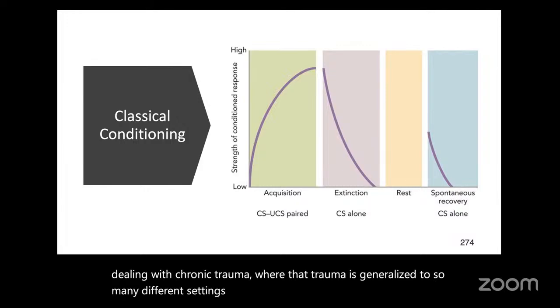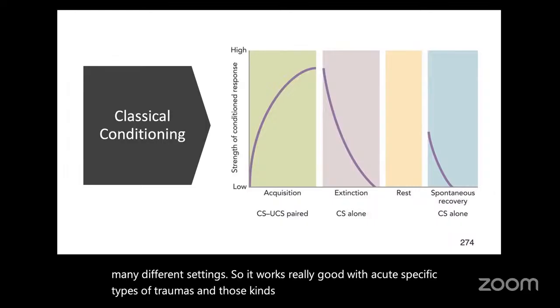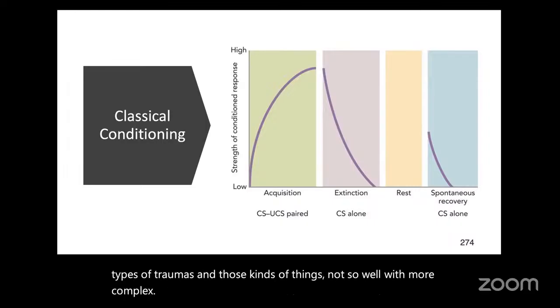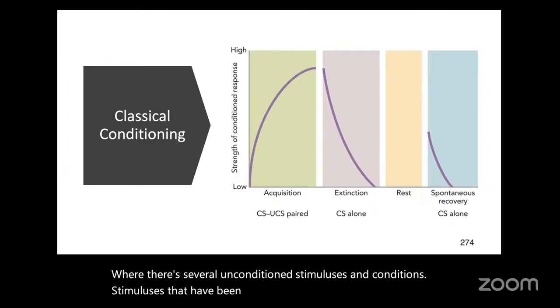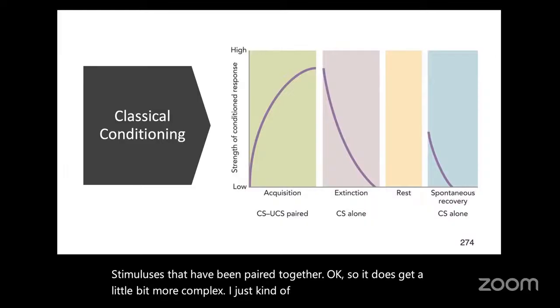So it works really well with acute, specific types of traumas and those kinds of things. Not so well with more complex, where there's several unconditioned stimuluses and conditioned stimuluses that have been paired together. Okay, so it does get a little bit more complex. I just kind of gave a simple version of that.